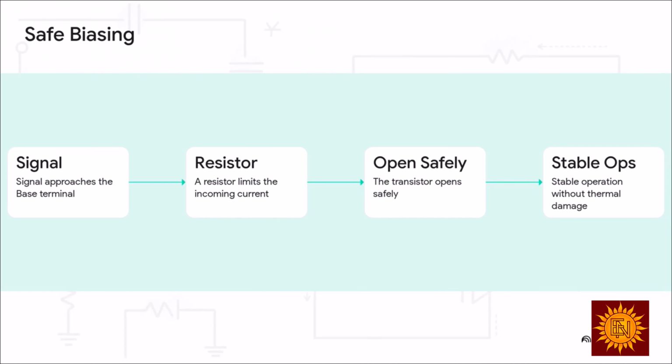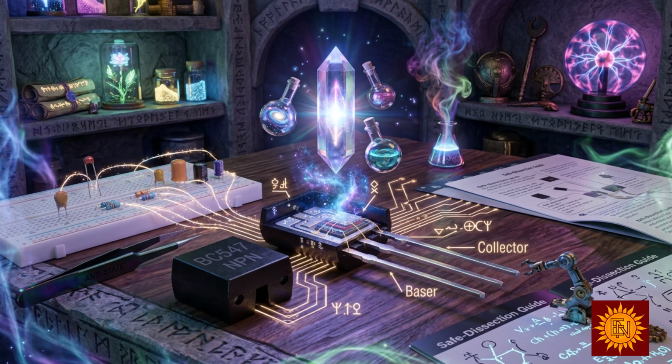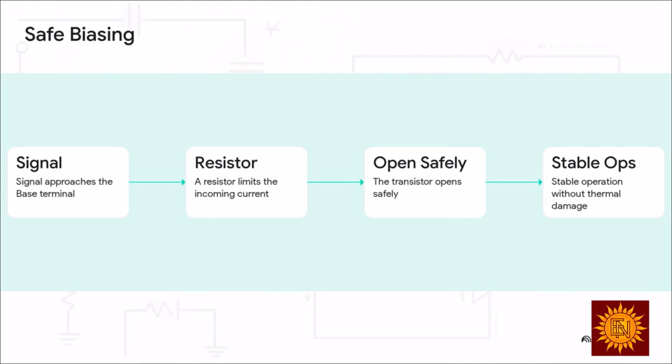Basically, by placing a specific resistor, which you calculate using Ohm's law, in series with the base terminal, we effectively bottleneck that incoming current down to a safe operating level. This simple step guarantees stable operation without any of that catastrophic thermal damage. Seriously, without calculating and adding this base resistor, your switch is going to fail instantly.